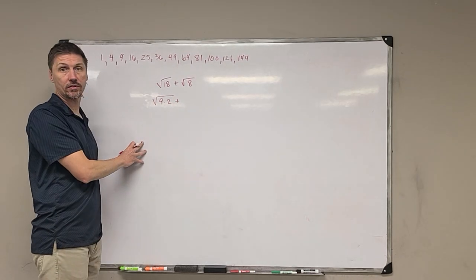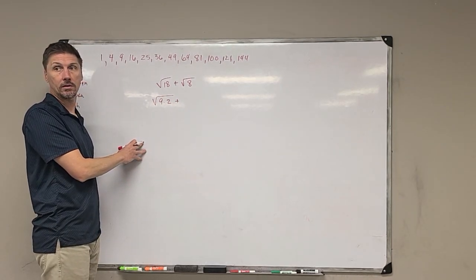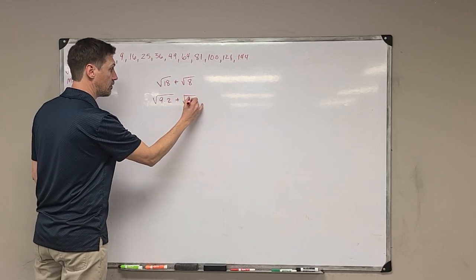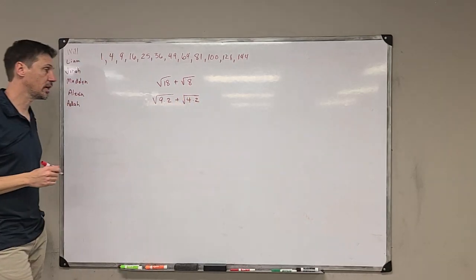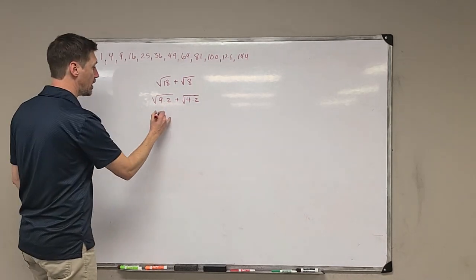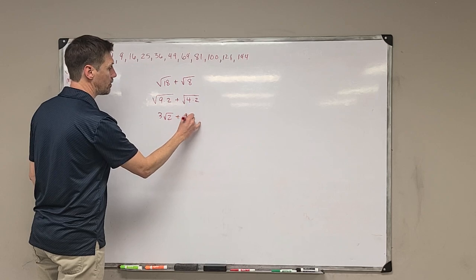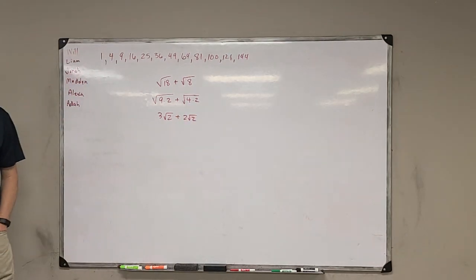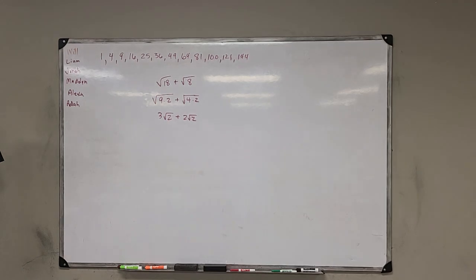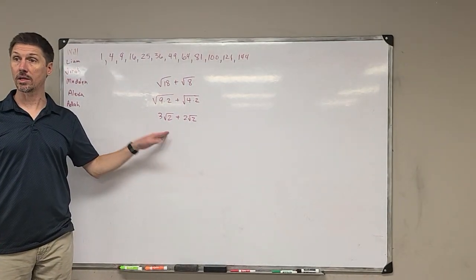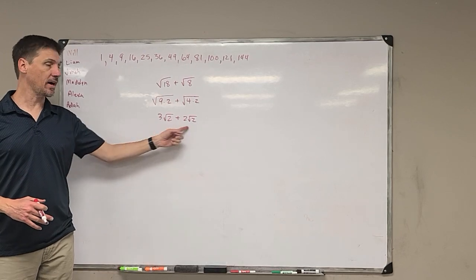What about square root of 8? Is there a perfect square in there? Yes. What is it? 4 times 2. Yeah, so 4 is a perfect square. 4 times 2 is 8, right? So when I pull out my perfect squares, I have 3 square root of 2 plus 2 square root of 2. Everybody follow me on that? But now, what we learned in the last lesson or the lesson before, is that these are actually like terms and we can add these together, right? Because they both have square roots of 2. So what would the final answer be for this?